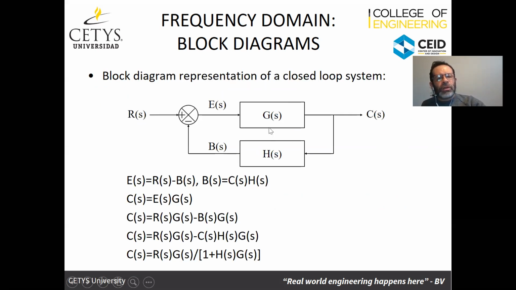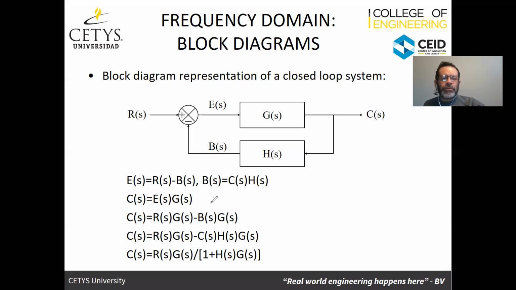Okay, so first of all, E of S, we're just going to play around here with what we know. E of S is going to be equal to R of S minus B of S, okay? And why? Because we have a summing point here. So E of S is going to be the difference between R of S, which is the input, and B of S, which is the signal of the measurement. And B of S is going to be equal to C of S multiplied by H of S, which is the output multiplied by the transfer function of the measurement, which is equal to the measurement itself.